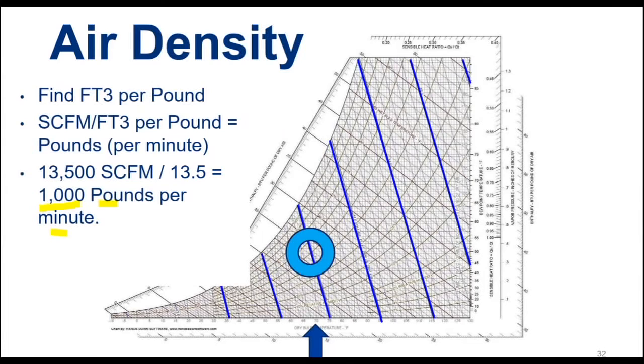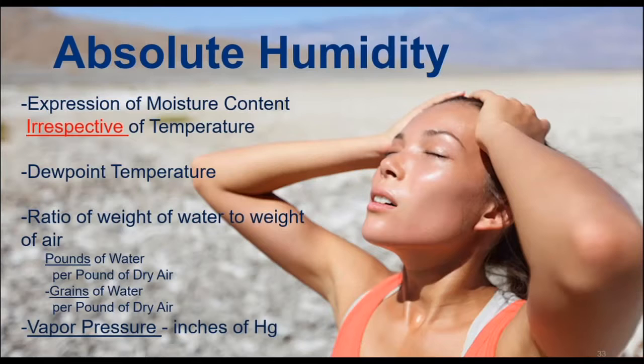So just to give you some relative thoughts, if you had 1,000 pounds of bricks in your backyard and you were going to move them in 1 minute, you can see how much energy that requires. And so a 13,500 SCFM fan system that requires 10 horsepower, that'll give you some kind of idea of what kind of work you're actually doing. We're moving 1,000 pounds per minute of dry air in this example.